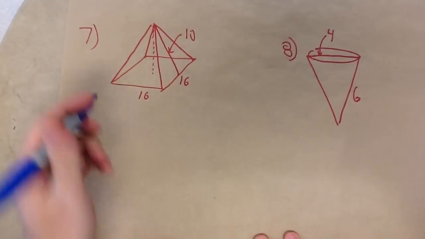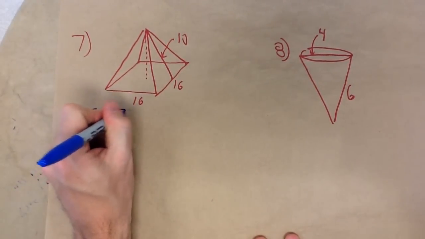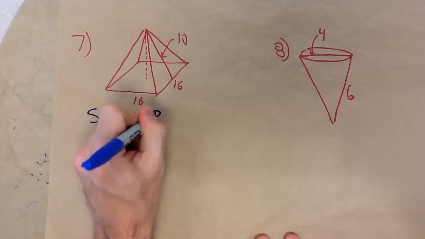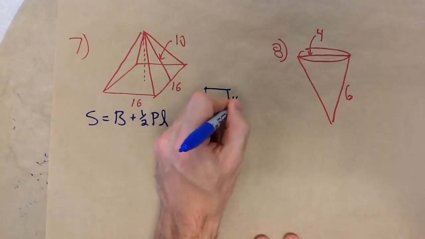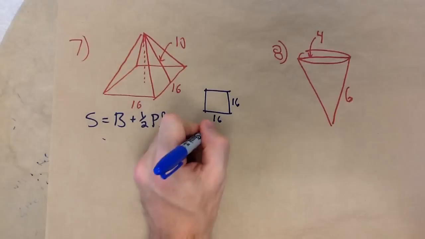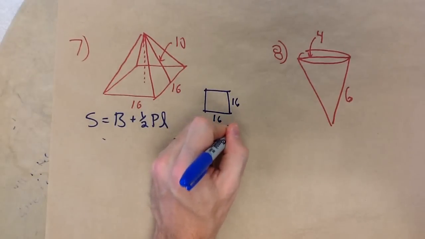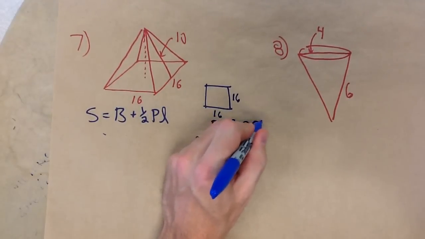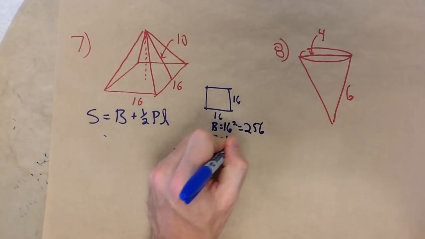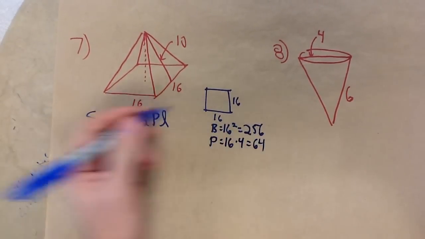Number 7, we have a pyramid. Surface area for a pyramid is base area plus 1/2 perimeter times slant height. Our base is a 16 by 16 square. So the area of it is 16 squared, which is 256. Our perimeter is 16 times 4, which is 64.